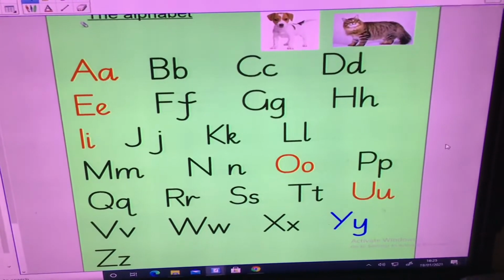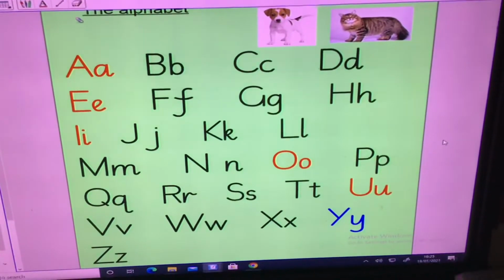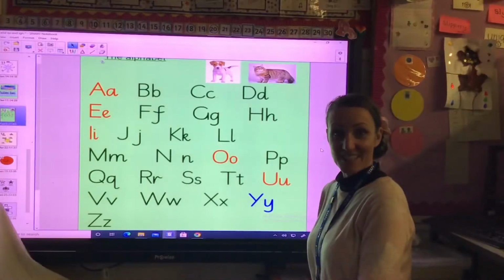So we're going to learn a vowel rap soon. Are you ready to sing the vowel rap?